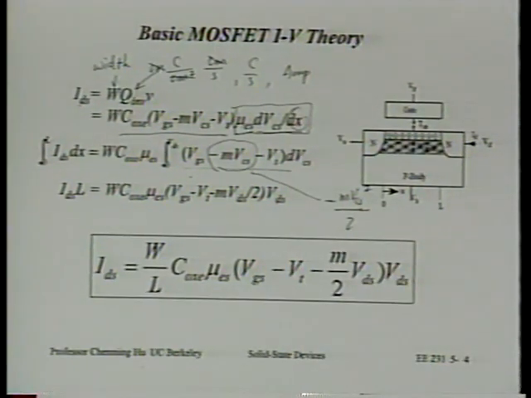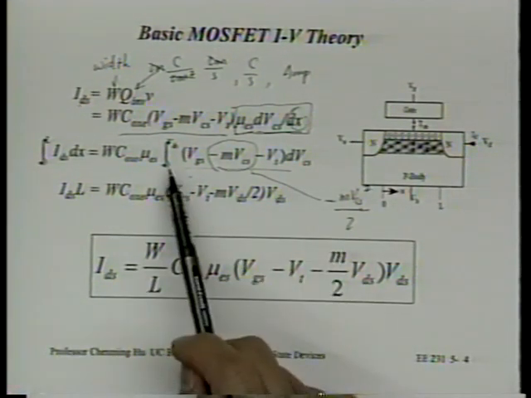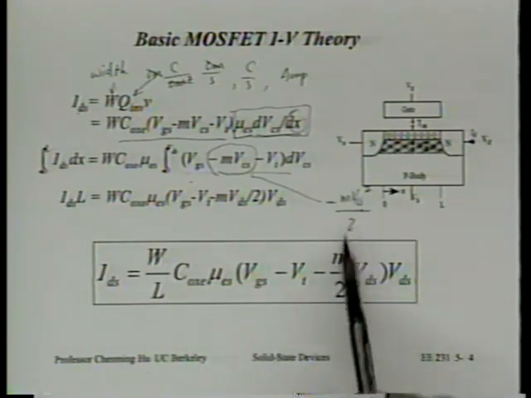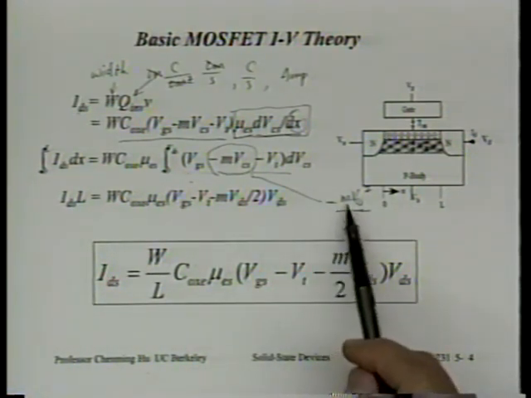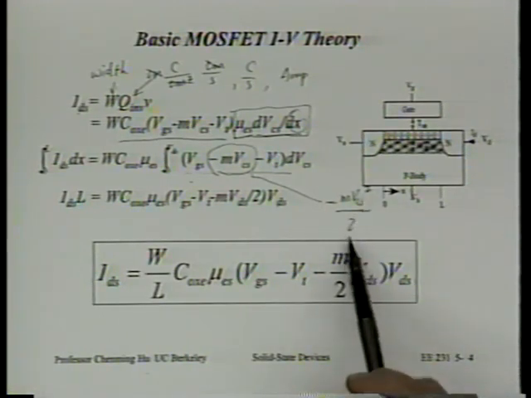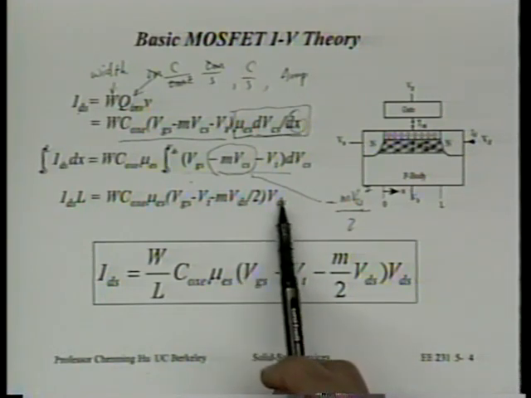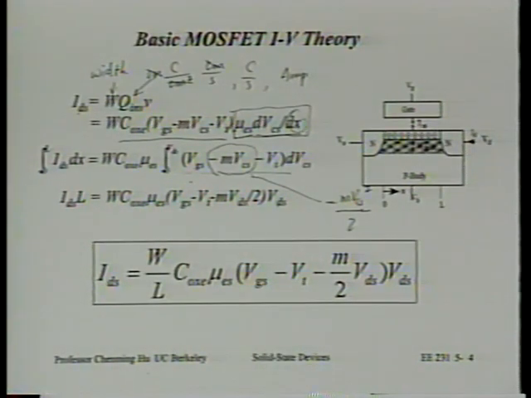Right? And we have to evaluate that between 0 and VDS. So what we get is minus M VDS squared over 2. And we got it here. Minus M VDS squared over 2. All right?